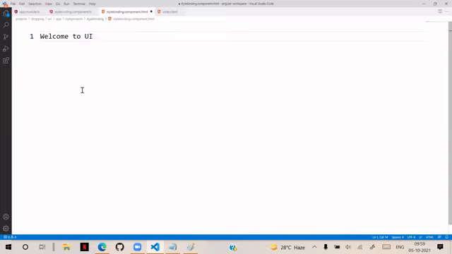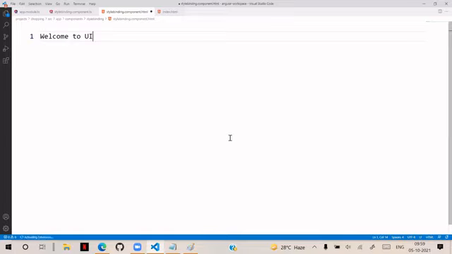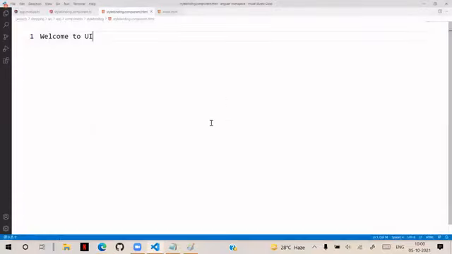Am I using any language here? I am not using any language here. I will open this in a browser. Browser means Internet Explorer, Firefox, or Chrome, any browser. I am just opening that in a browser, and let's see.